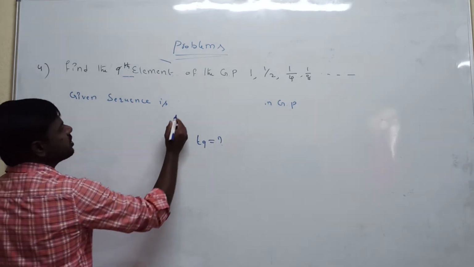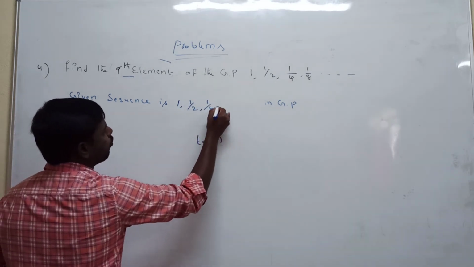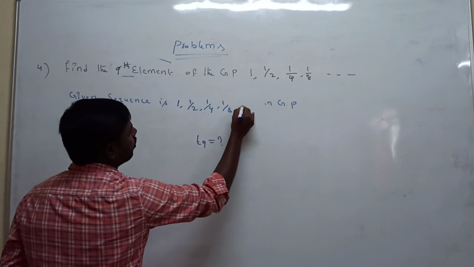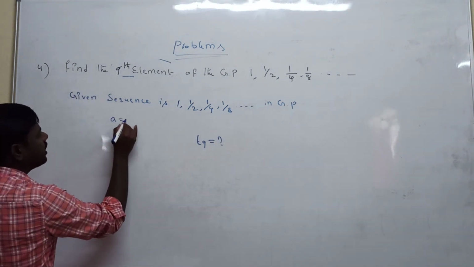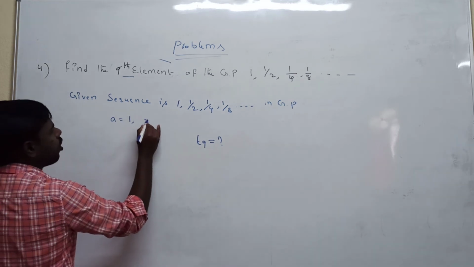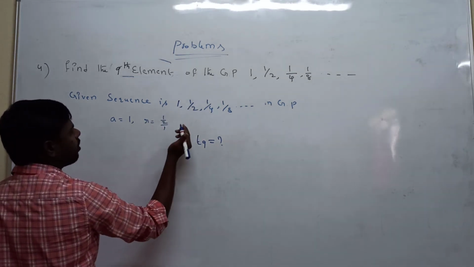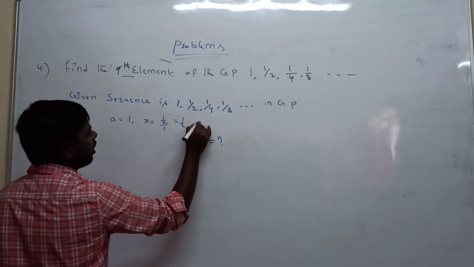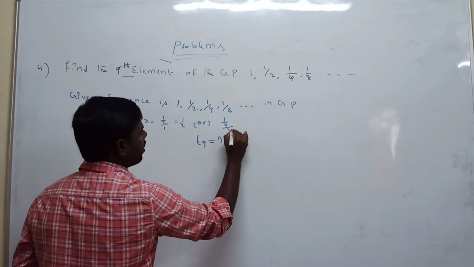What is the given sequence there? 1, 1 by 2, 1 by 4, and so on. This is a sequence defined in the geometric progression. Here what is the first term? A is 1. Common ratio: 1 by 2 divided by 1 is 1 by 2, so r is 1 by 2. Now taking 1 by 4 divided by 1 by 2.